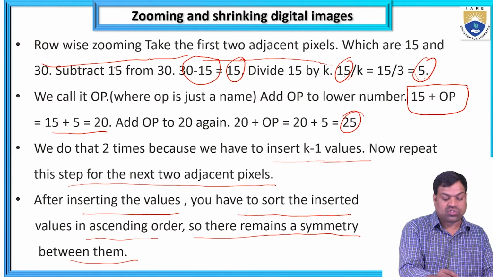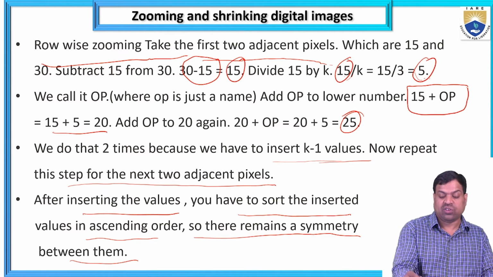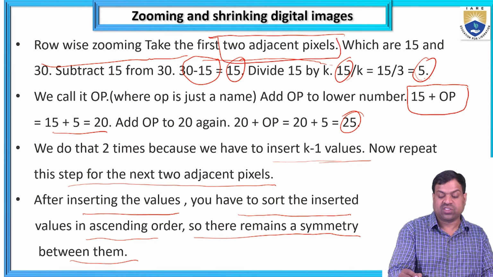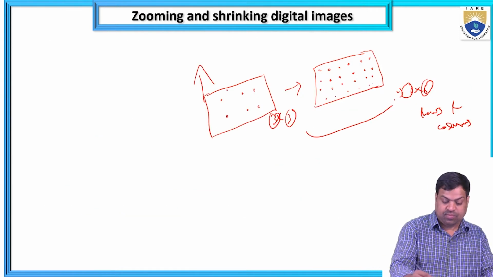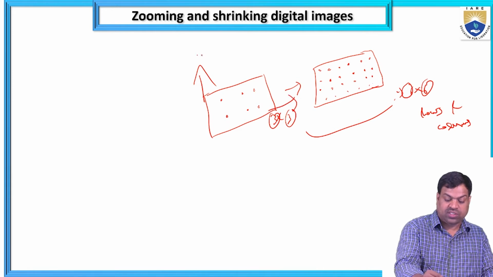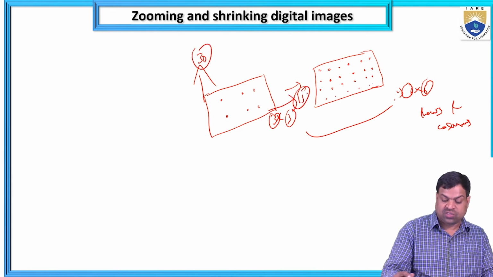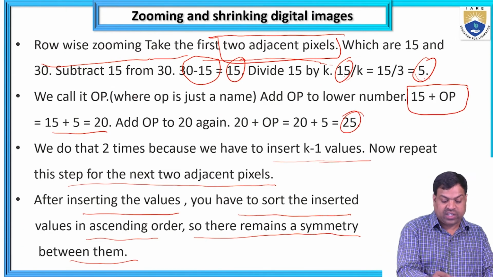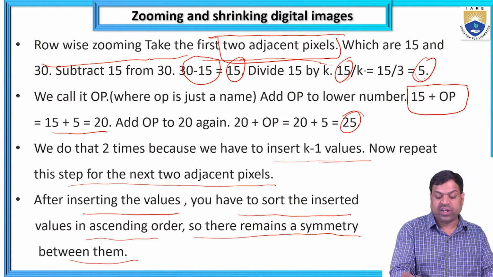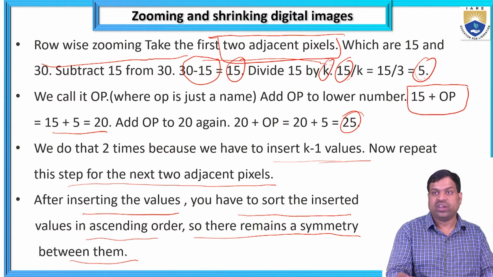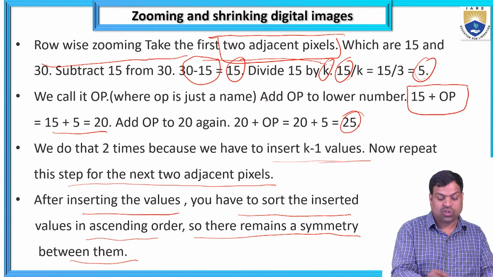So what is the rows? Rows in the zooming take adjacent 2 pixels. 2 adjacent values I am taking, x and y, which are 15 and 30. So it is a 30. Suppose here 15 is there. So rows with columns 15 and 30. Subtract 30 minus 15. So 15 is there. Dividing with k value. So what is the k value here? I am taking k as 3. So 15 by 3 is equal to 5. So after subtracting and dividing, the value is 5.